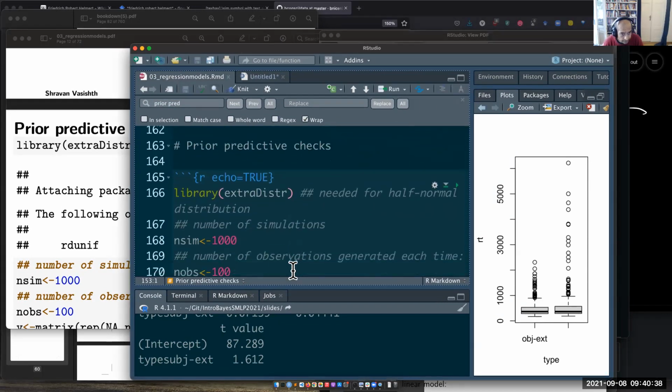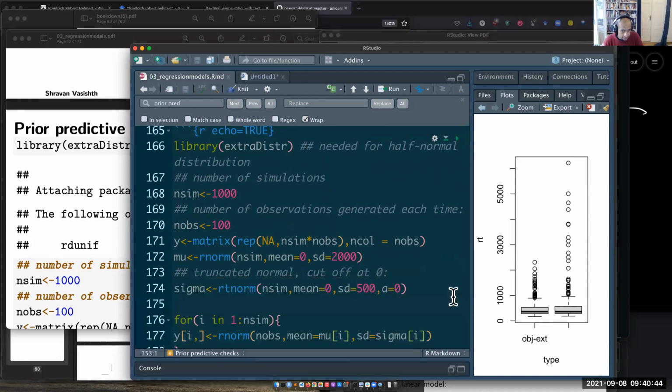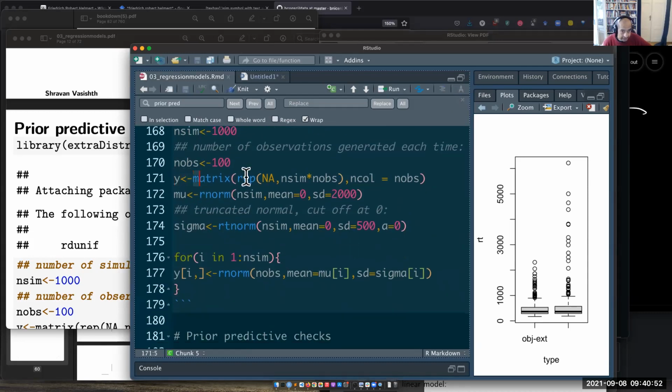Here, right? So I've taken this extra dist library. The reason I have this is so that I can sample from a truncated normal. So I'm going to do 1,000 simulations, produce 100 data sets each time. And so what I've done here is I've created a 1,000 by 100 matrix with how many columns? 100 columns. Okay, so there'll be 1,000 rows and 100 columns, right? That's my Y matrix here. And then what I'm going to do is generate 1,000 samples for the mu from this prior distribution.